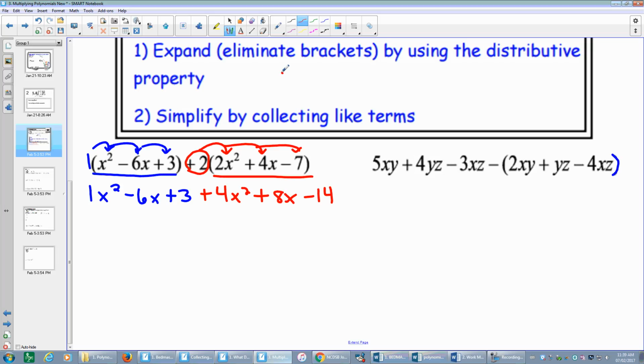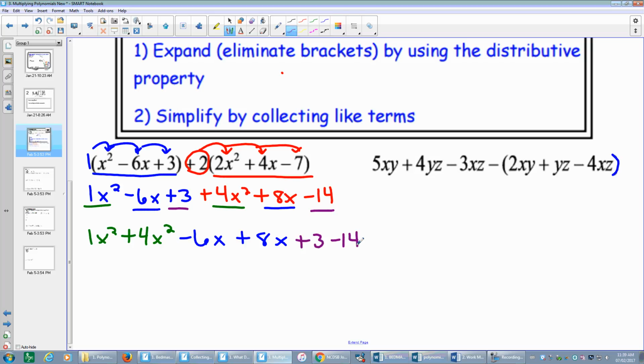Now you'll notice for this first example that anytime you multiply something by 1, you always get the answer in itself. So what am I going to do here? Now I have to group my like terms together. I take my x squareds, my x's, and my constants, and I'm going to write them beside each other. So this becomes 1x squared plus 4x squared, minus 6x plus 8x, plus 3 minus 14.